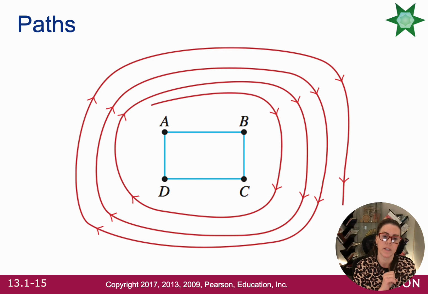Sometimes this is described differently in different textbooks and by different people. Some textbooks would call this more of a walk, and a path is one where you don't go back through the same vertex again. But for the sake of being general, a path and a walk are going to be the same. So it's just a path that you take.